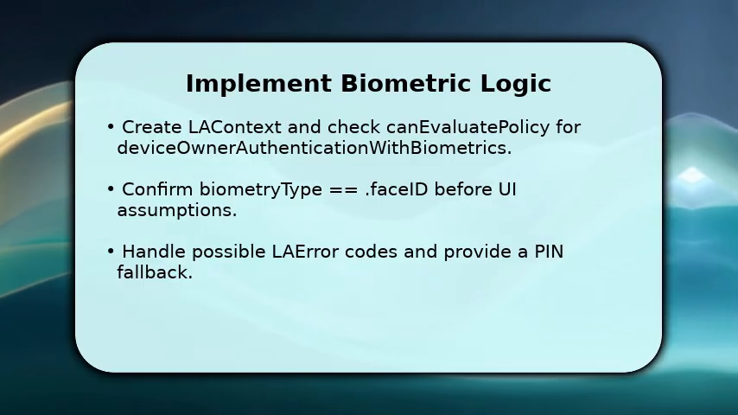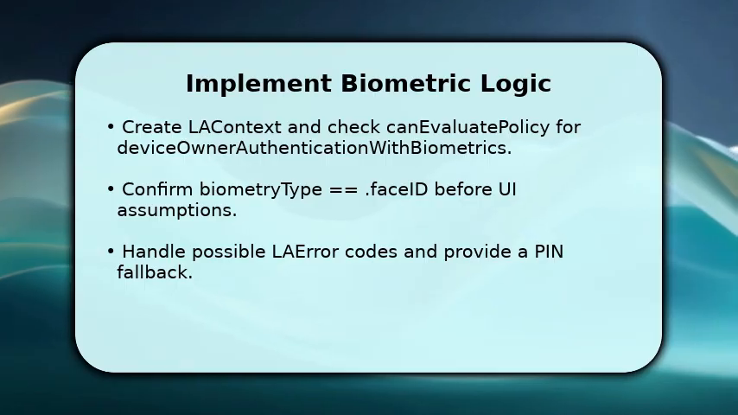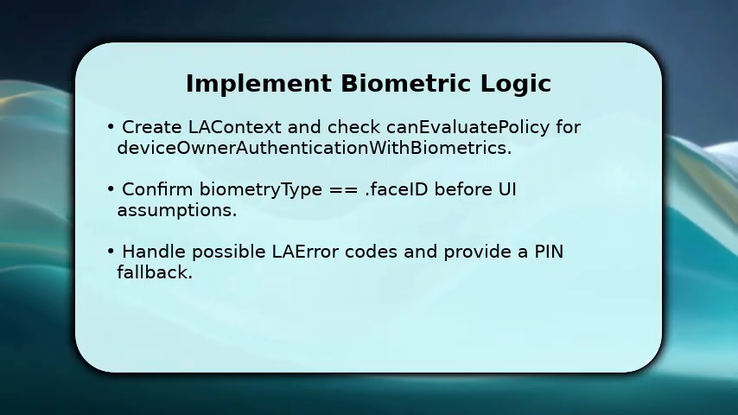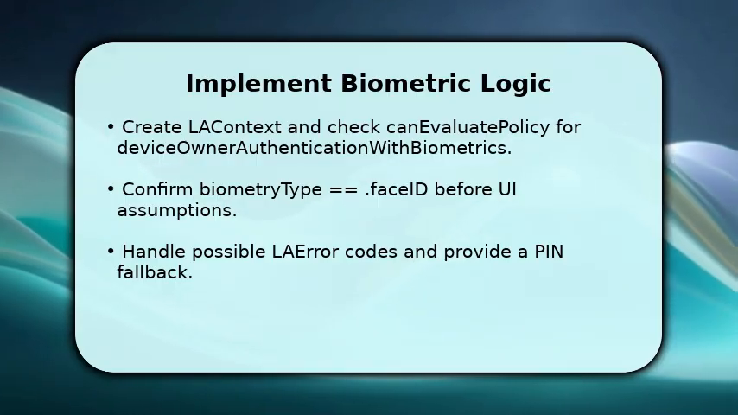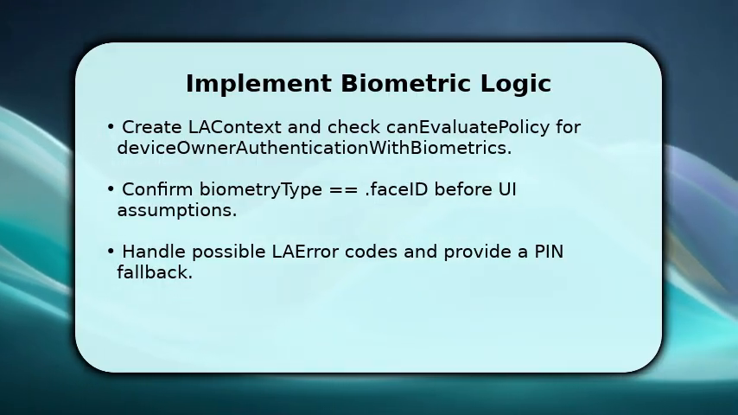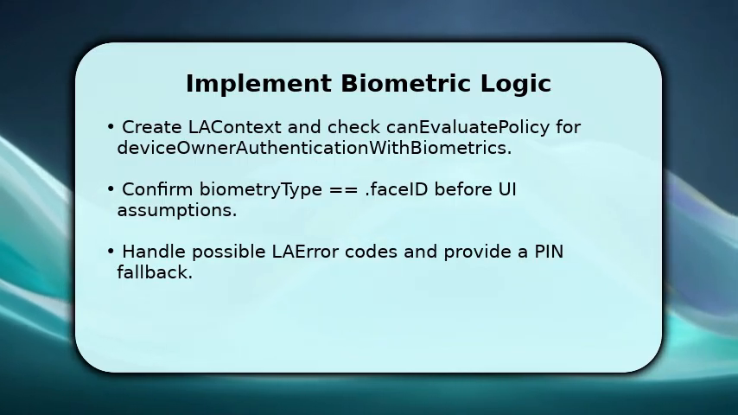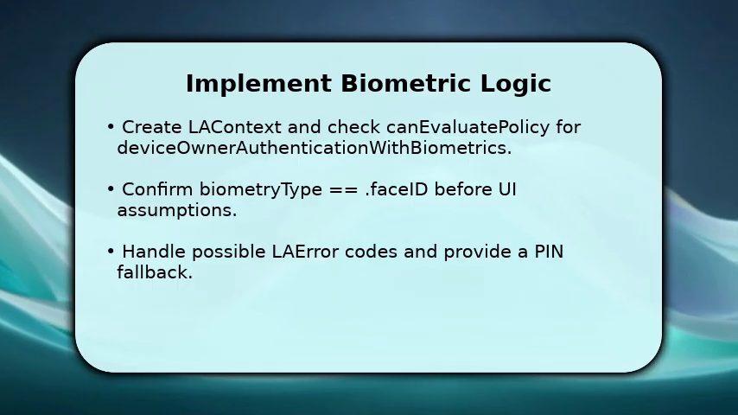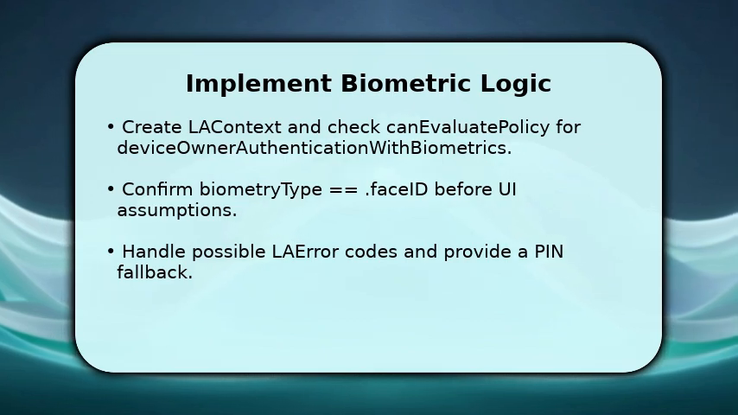If true, check context.biometryType equals Face ID, so the UI and messaging are correct. Then call evaluatePolicy with a concise reason string and handle success or LAError cases like not enrolled, locked out, or user cancel. Make sure to implement a secure fallback, such as a device passcode or app PIN. This ensures access when Face ID isn't available.